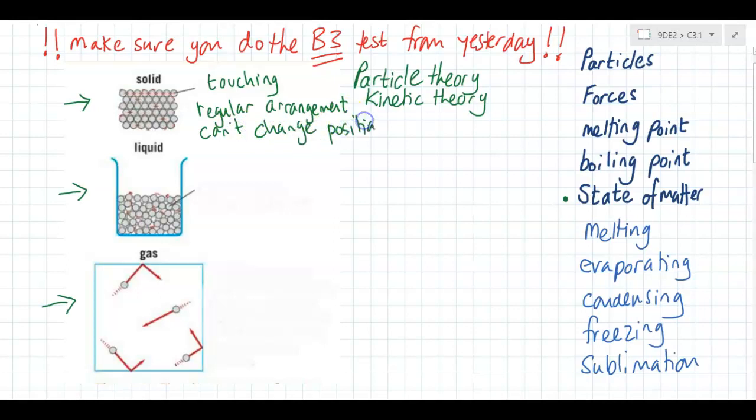So in a solid, the particles are not staying still, but are fixed in position in a regular arrangement and all touching. Okay, they are vibrating, so the particles in the solid are vibrating. They have some energy, and the forces between them are holding them in this regular arrangement. The forces between them are strong. The particles are vibrating around a fixed point.